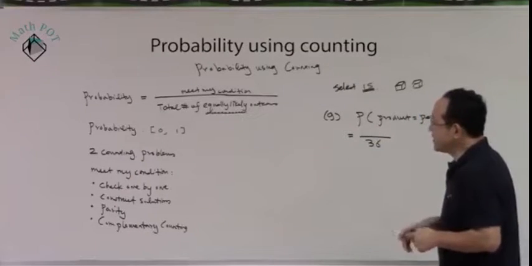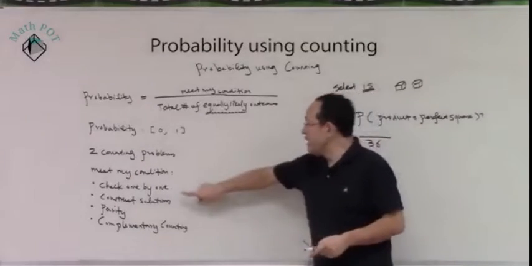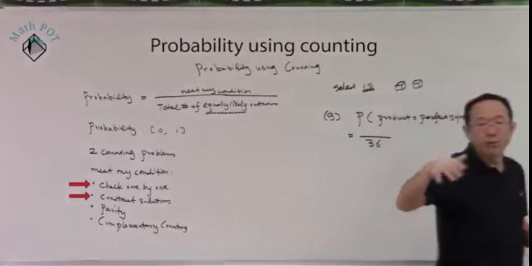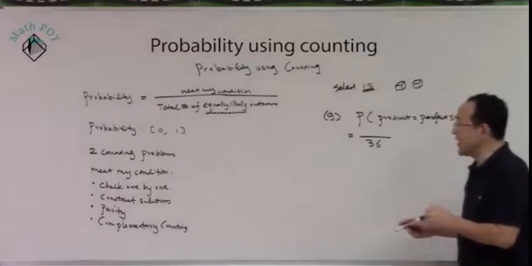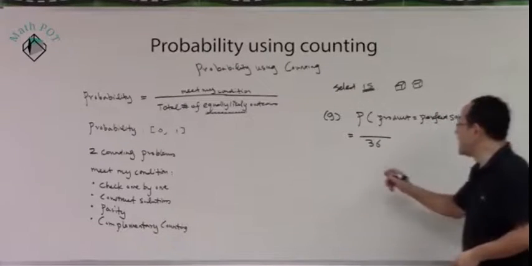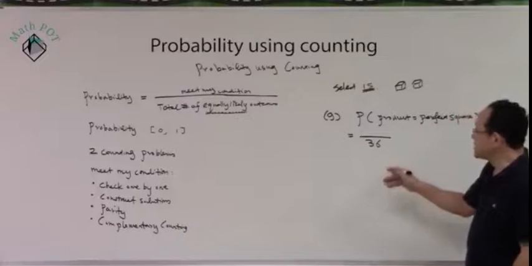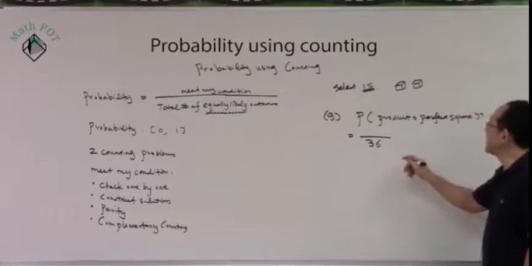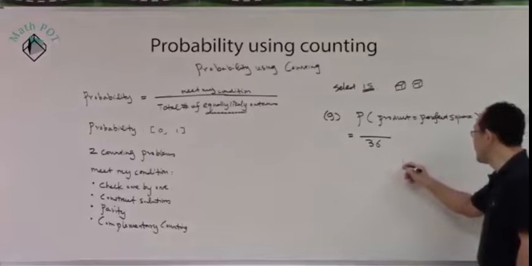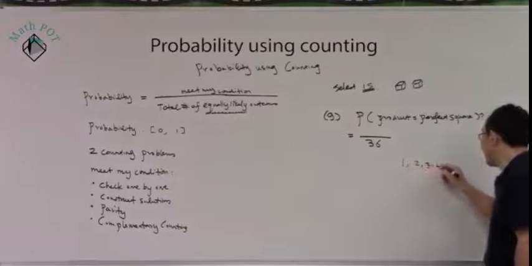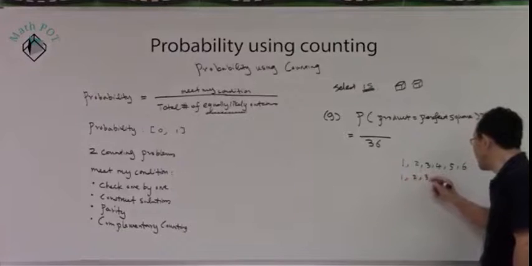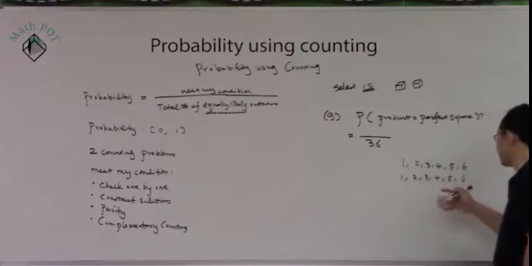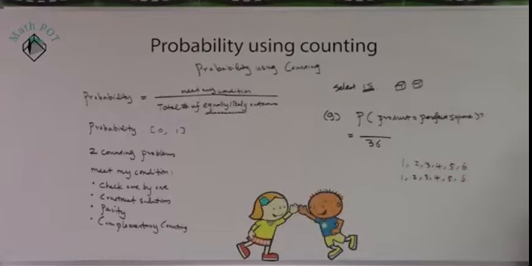To figure out the favorable conditions, I'm going to show you how to solve this one by two methods. Check one by one, or of course, you can try to construct a solution. Let's try to finish this problem both ways, so you can choose either one as you like. If you check one by one, you need to write out the first number, which could be 1, 2, 3, 4, 5, 6. The next number, of course, could be 1, 2, 3, 4, 5, 6. Let's quickly pair up and check one by one.